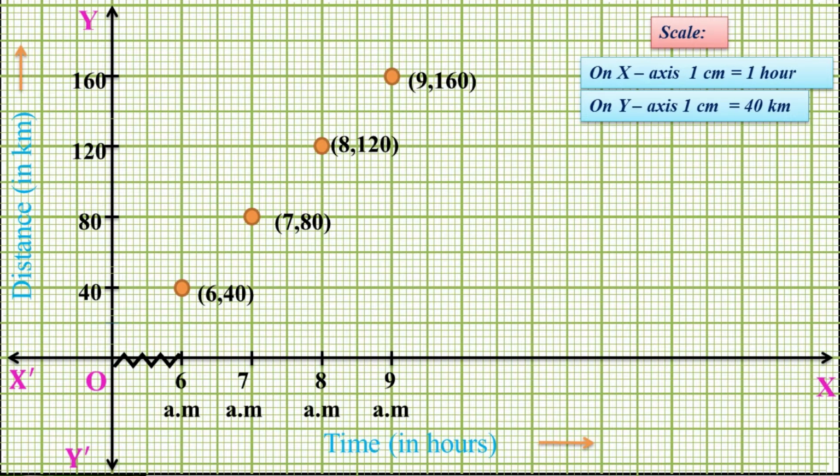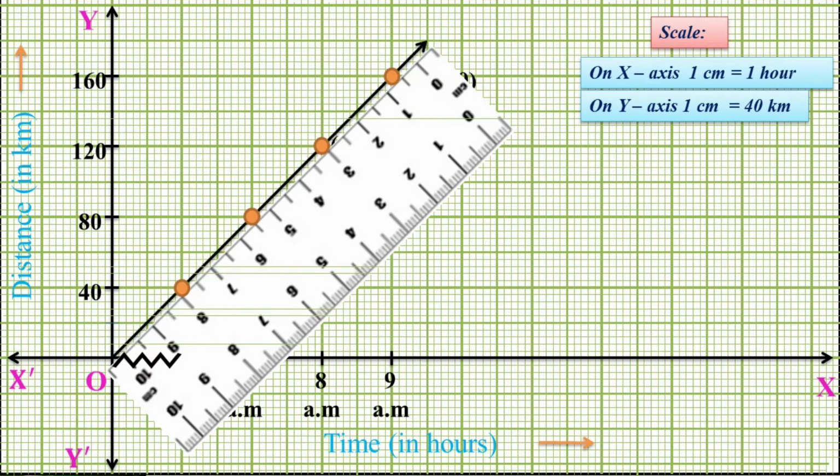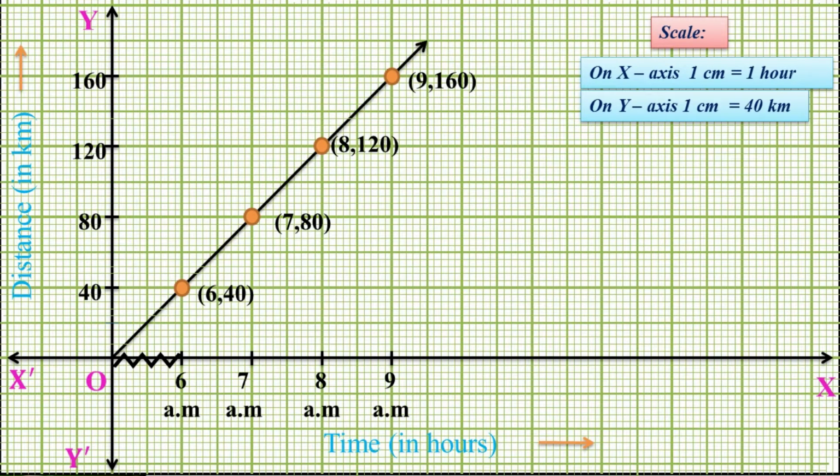Now joining the points. Draw a straight line. This is a linear graph, it passes through the origin.